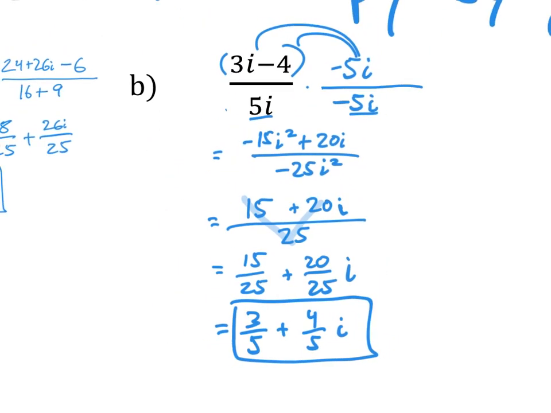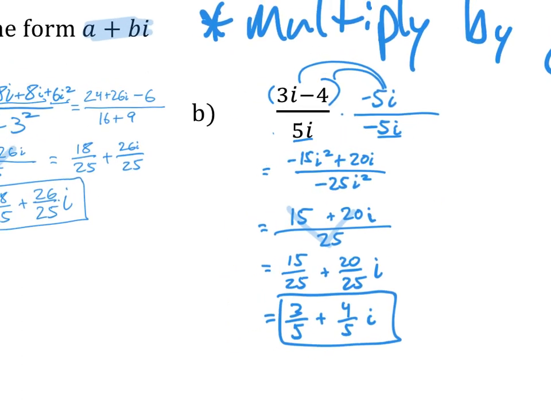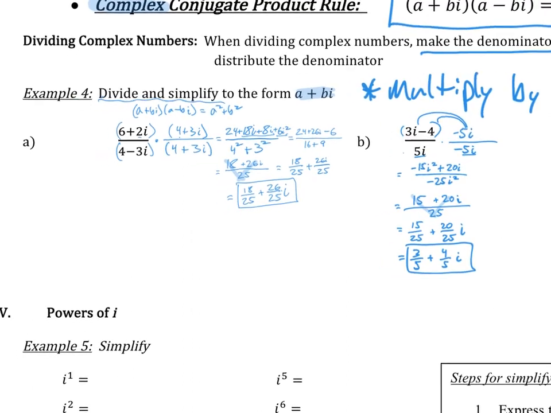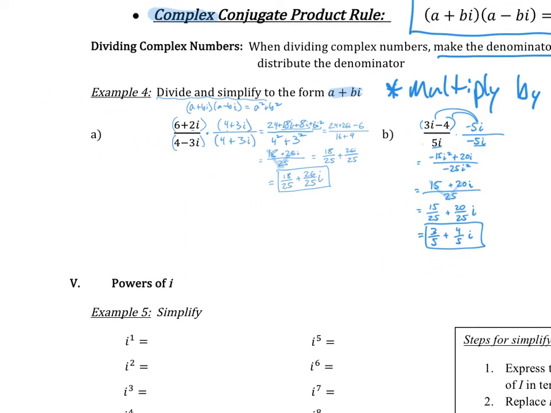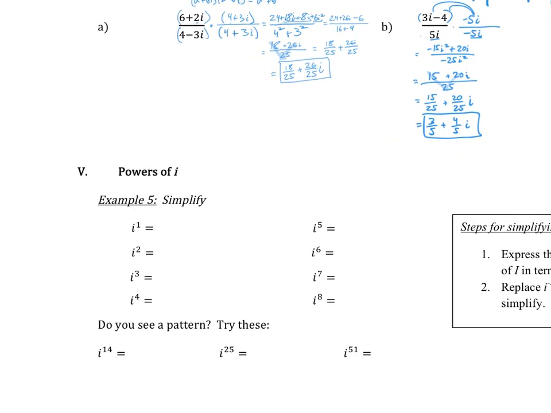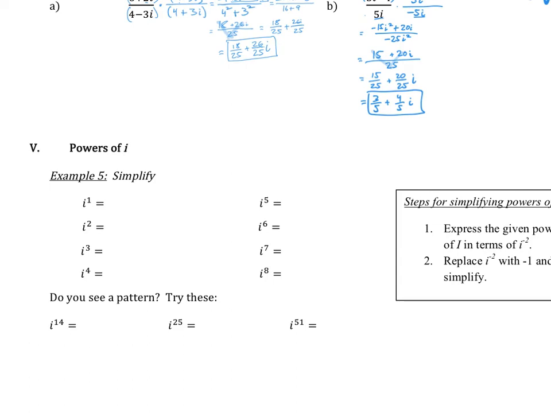We call the standard form A plus BI, standard form of a complex number. All right? So that's dividing. So we can multiply, we can divide, and add and subtract with complex numbers. All right? One last little thing that is useful and interesting.